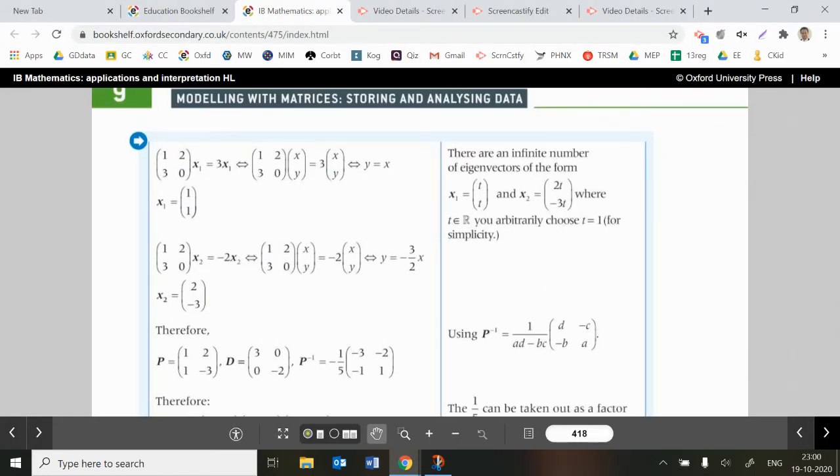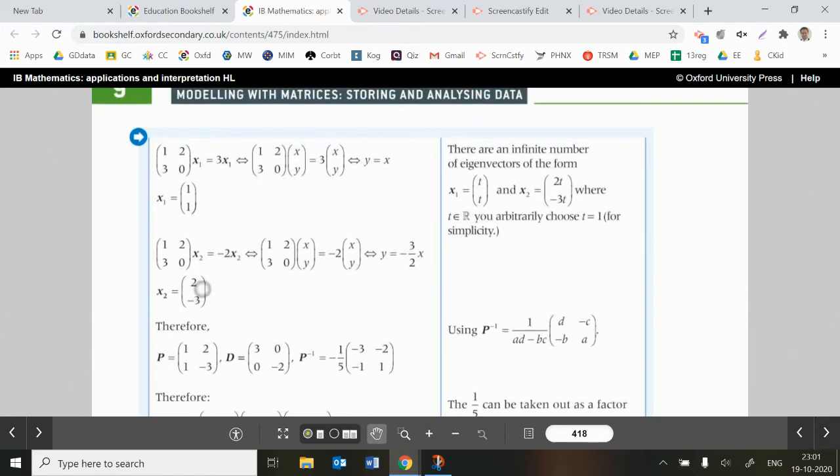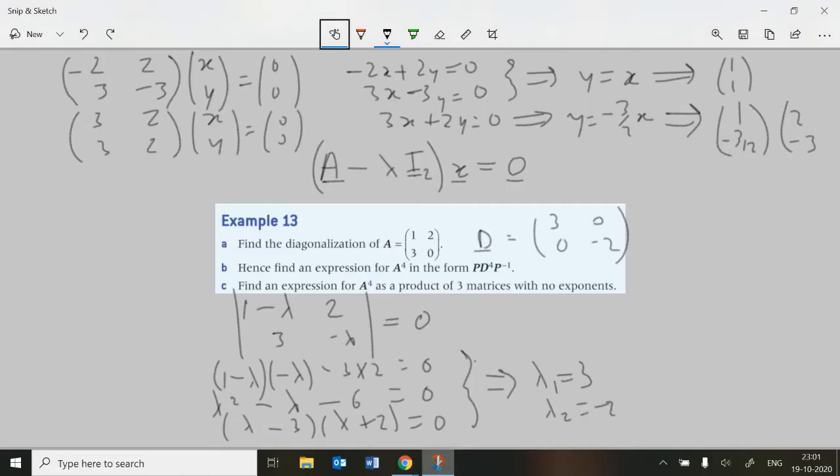Yeah, so the book has actually chosen the t, if you like, to be equal to 2, or the x value to be equal to 2. So that's the x2 that you're seeing down here. So let's go with that. Let's double everything there just to make the numbers easier. Okay, so 2 and minus 3. Okay, so there's your two eigenvectors. So that means to say that P is equal to 1, 1, and 2, and minus 3.